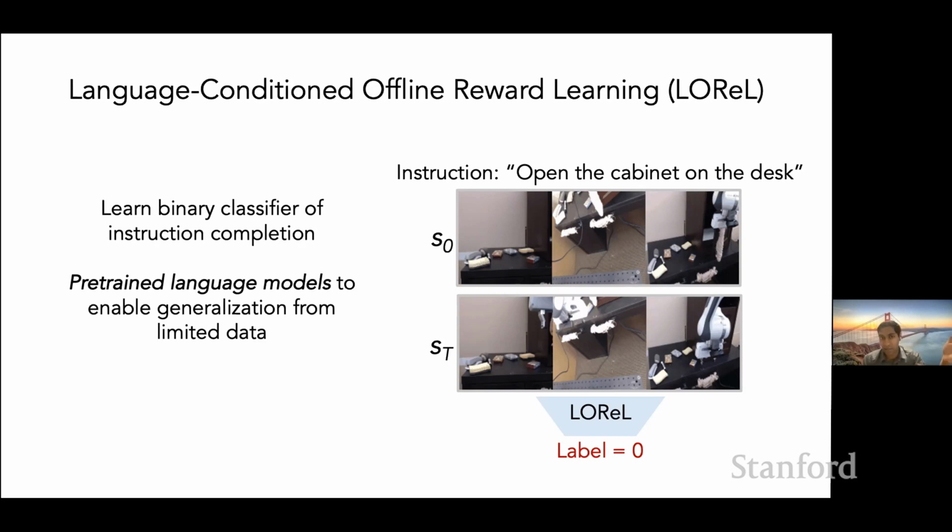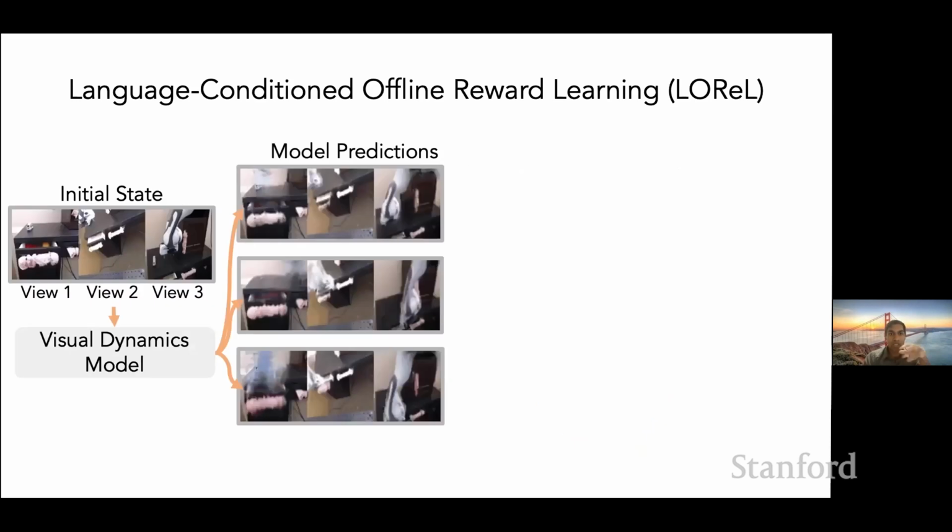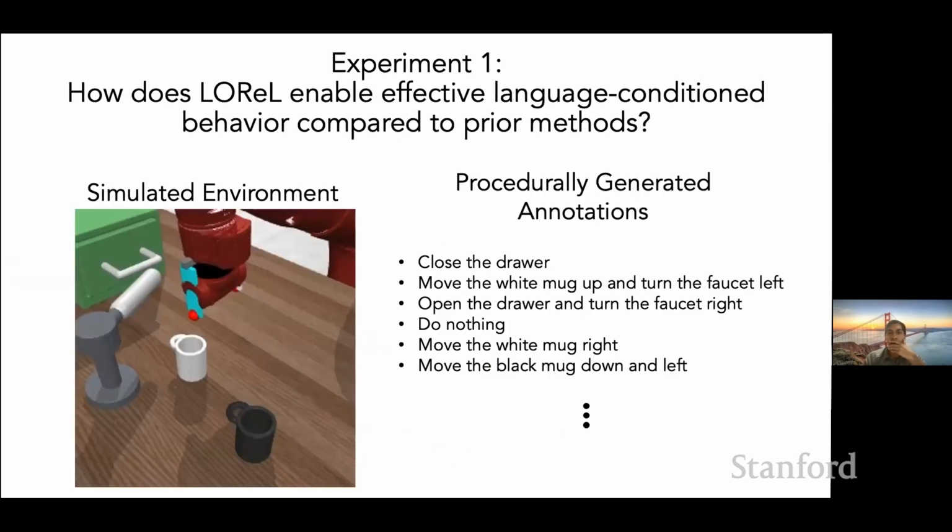And this classifier is going to use a pre-trained language model, and we'll see a bit more about this in a few slides in the experiments. But basically, using this pre-trained language model enables some generalization even when you have limited grounded data of episodes and their corresponding annotations. So I'll skip over the control part for now, and move on to highlighting the experiments.